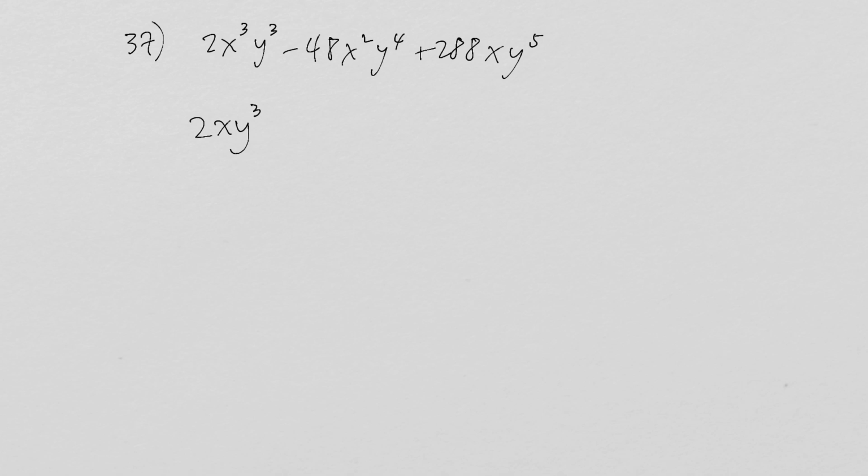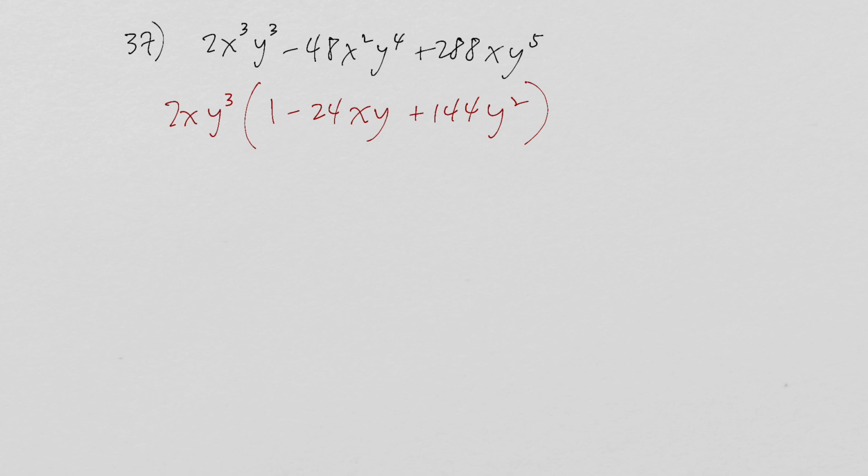Actually, you know, well, I'm going to put that in red. 2xy cubed. Okay, now this gives me a 1 and a negative 24xy and a positive 144y squared. I'm going to reorder this because I want this term to be in front. It's just a little easier for me. So I'm going to write 144y squared minus 24xy plus 1.